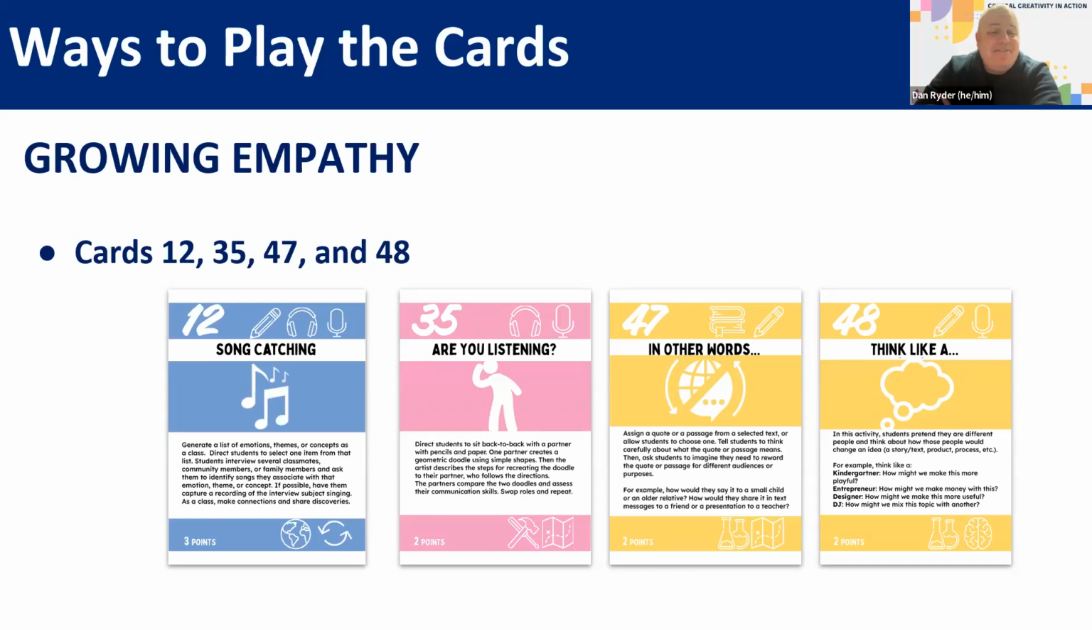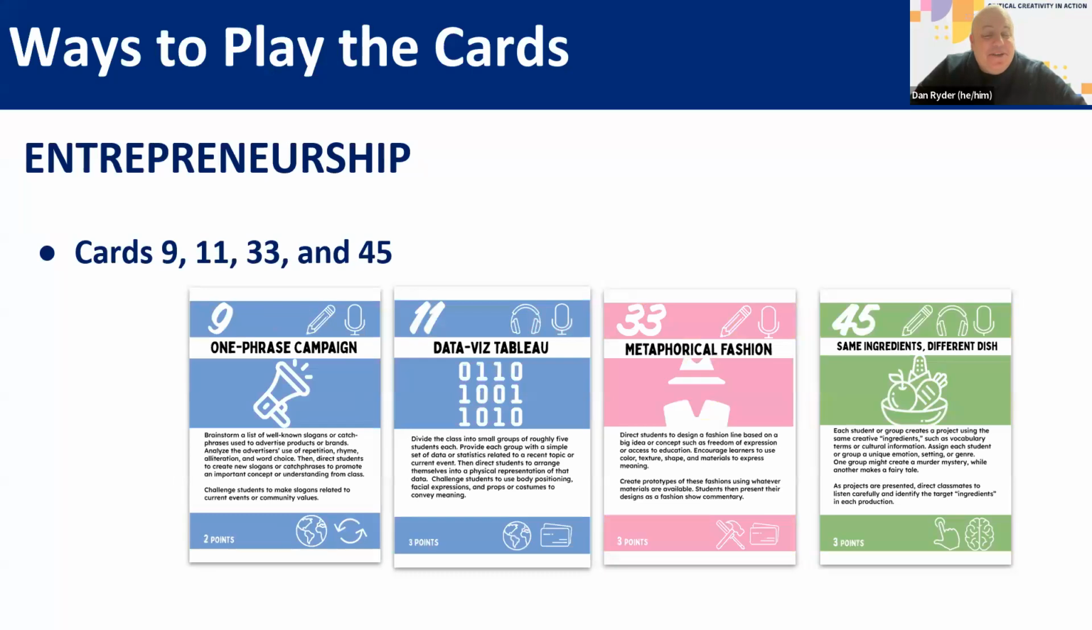We have a great idea for that. We could create an entrepreneurship unit, and that's what we have here, which is cards 9, 11, 33, and 45. So in one phrase campaign, you think of a particular topic or an object or an idea, and you come up with one phrase that would get people excited about that idea. And then you create a little ad campaign based on that single phrase.